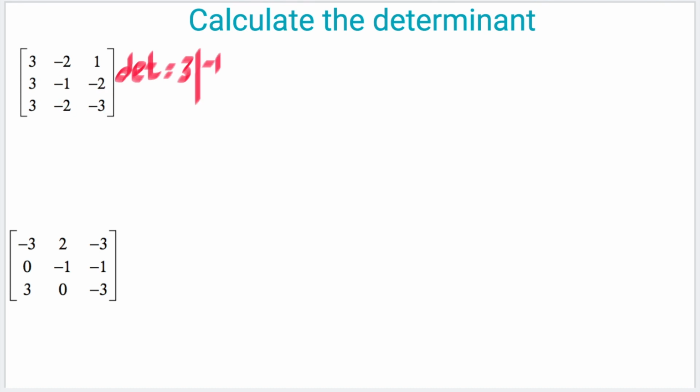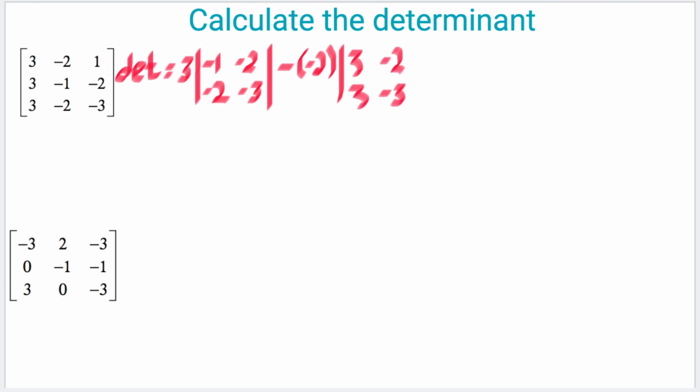So that matrix is going to be -1, -2, -2, -3. And we're going to find that determinant times the number 3. And then we put a minus, and then we put the value that is the top middle number, -2. So I'm going to use parentheses and put the -2 inside there. And then I'm going to put another matrix here that is made up of 3, 3, -2, -3. So that will make my second determinant.